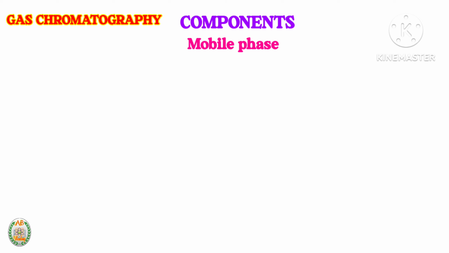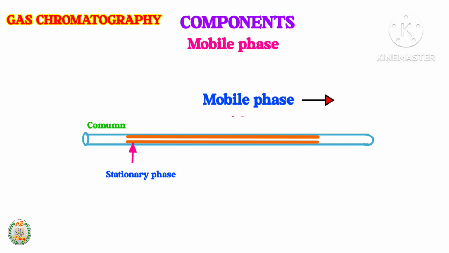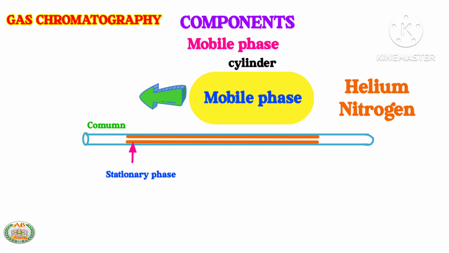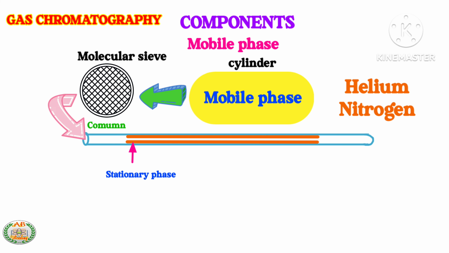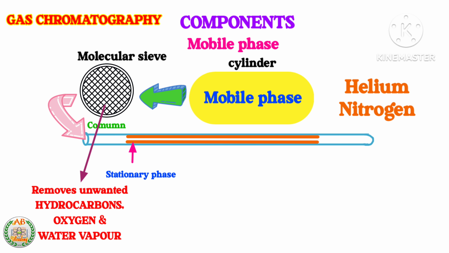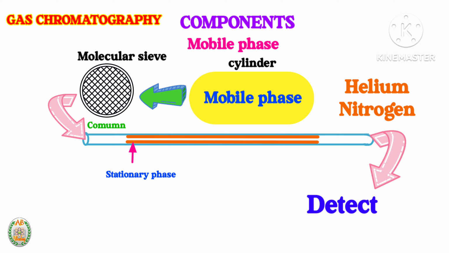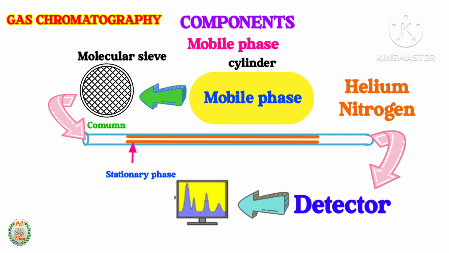The mobile phase. The mobile phase is usually an inert gas like helium or an unreactive gas such as nitrogen. The mobile phase gas is kept in a cylinder which is connected with the column via a molecular sieve. The molecular sieve separates unwanted hydrocarbons, oxygen, and water vapor that may interfere with the test sample during analysis. At the end of the column, there is a detector which detects the sample.